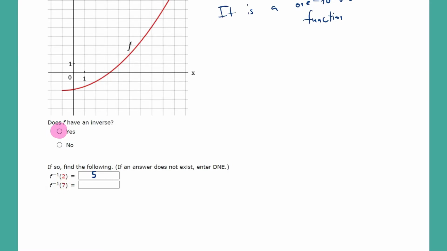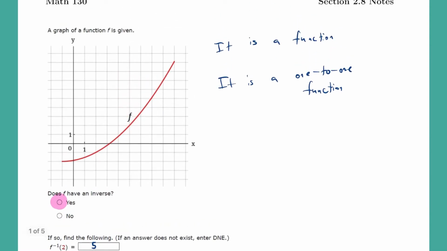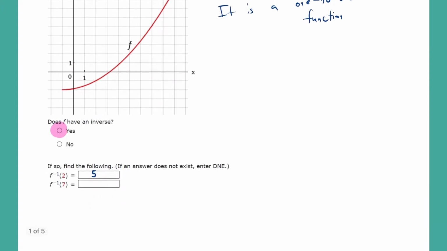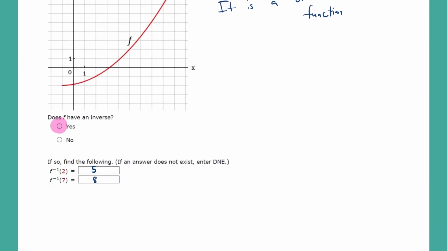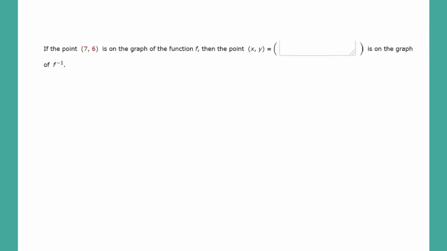All right, same thing here. 7 represents your y-coordinate for the f function. So if you go to 7, 1, 2, 3, 4, 5, 6, 7, that would correspond to an x-coordinate of here, which is 1, 2, 3, 4, 5, 6, 7, 8. So that is our answer.